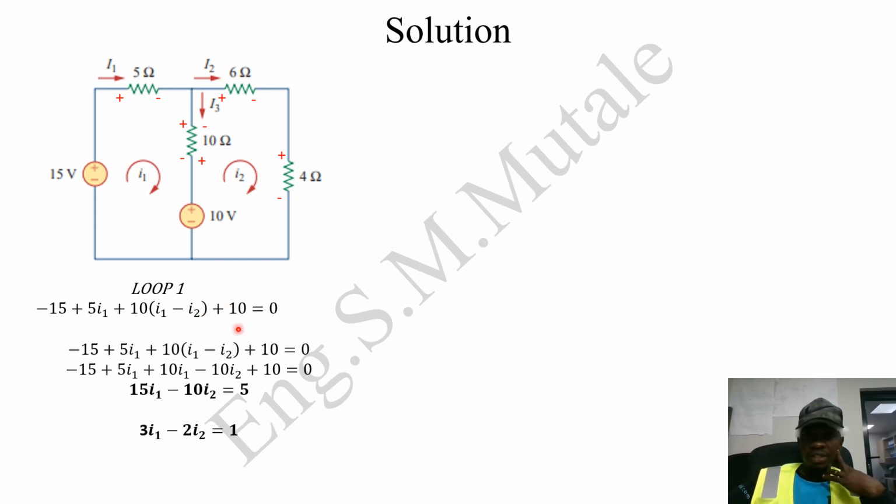When you simplify that equation and open the brackets, you have that. After simplifying, you're going to have that as our first equation in the first loop. So you go to our second loop there.